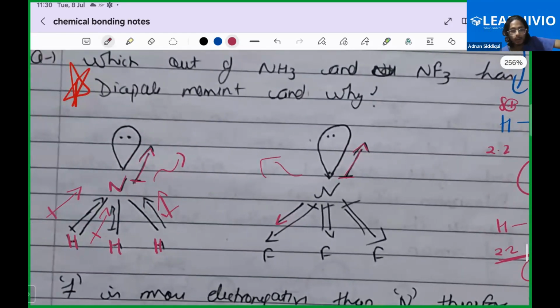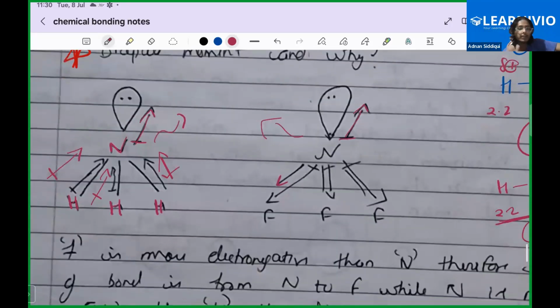So tell me on the basis of these two diagrams, which one should have higher dipole moment? You have to use vectors here. You have to see the properties of vectors. If the vectors are in the same direction, they will add up. If the vectors are in opposite direction, they will cancel each other out. This is basically vectors.